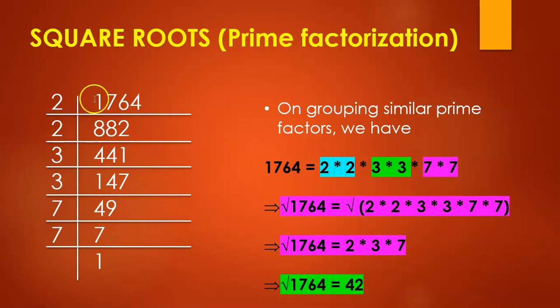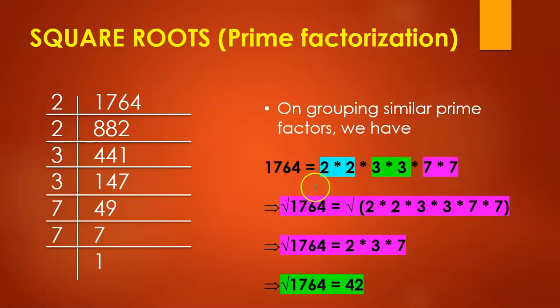Based on the prime factorization method, we get 2 times 2 times 3 times 3 times 7 times 7. So it turns out that every prime factor that we've identified for 1764 can be paired with an equal prime factor. So what we do is we group the similar prime factors. We group the 2's, we group the 3's, we group the 7's.